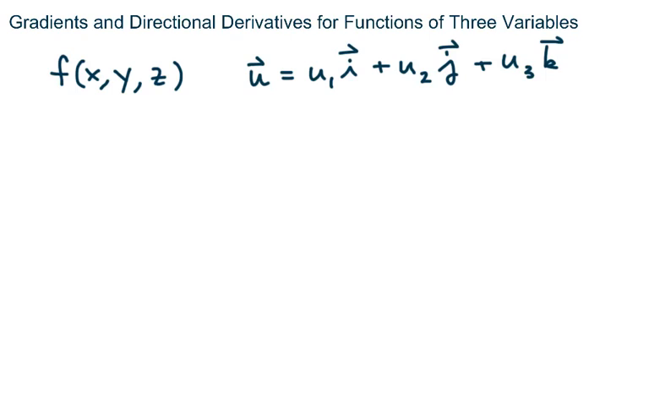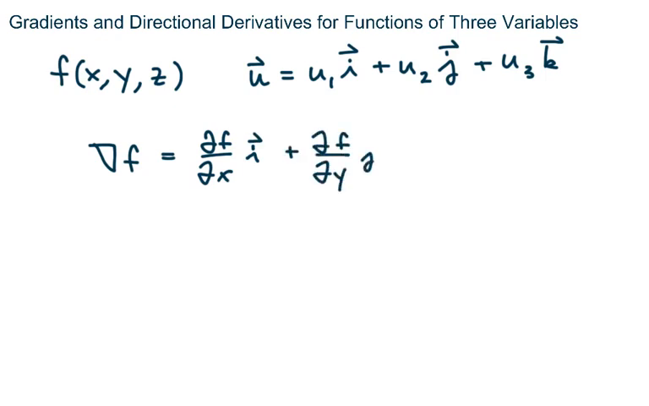So we're dealing with this curve in space. Then the gradient of f is the partial of f with respect to x, i, plus the partial of f with respect to y, j, plus the partial of f with respect to z, k. So for this third term, z or my k, we're just adding that third partial derivative.